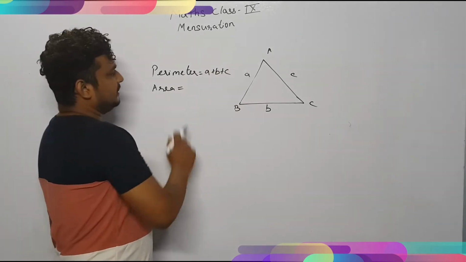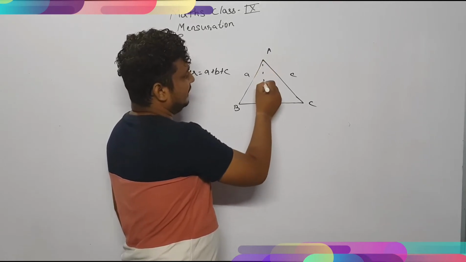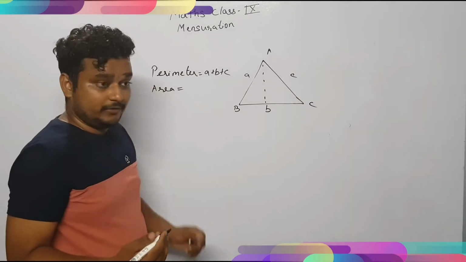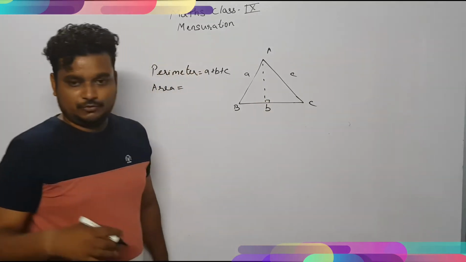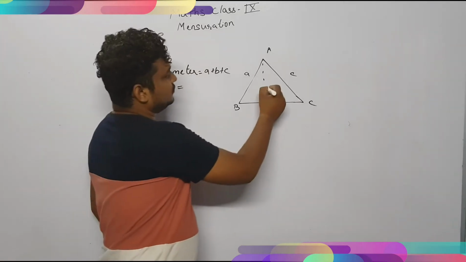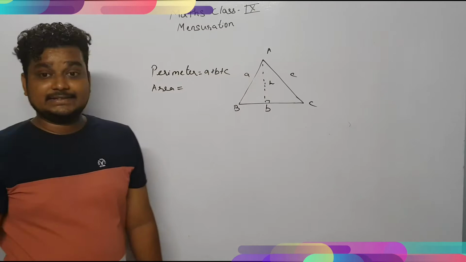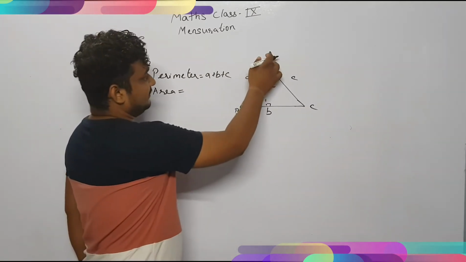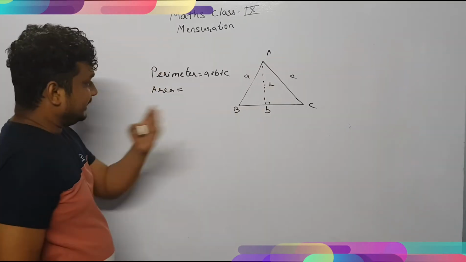Now coming to the area, we have a formula. The basic formula tells that the area of a triangle is equal to half into base into height. Now we have constructed the height. Height is the perpendicular drawn from the vertex to the opposite side. This is the vertex and the perpendicular is drawn to this particular side. So this is the height.